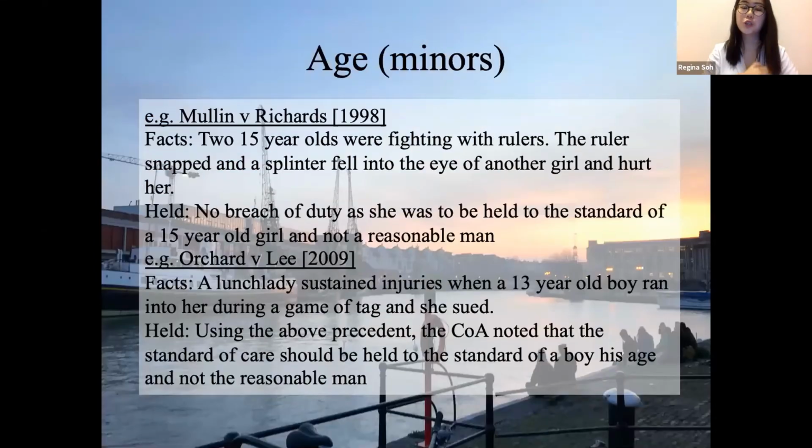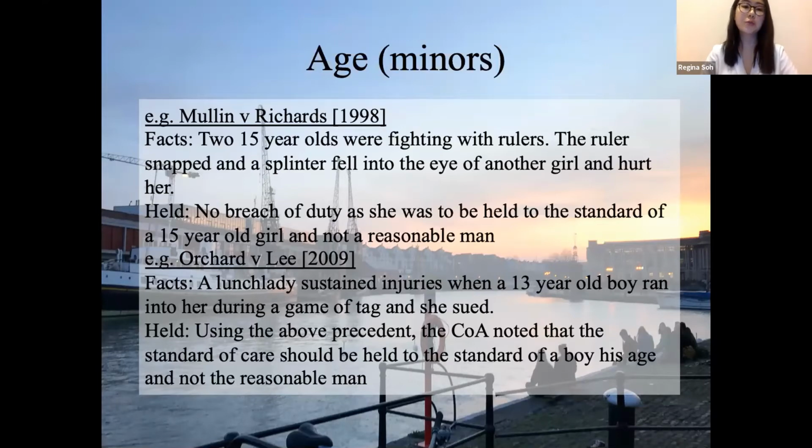I'll just move on to minors in terms of age. So as I explained just now, basically if you are younger, your sentence might get reduced because you are not the reasonable person, you're not a reasonable adult in the law's eyes or in the judge's eyes.